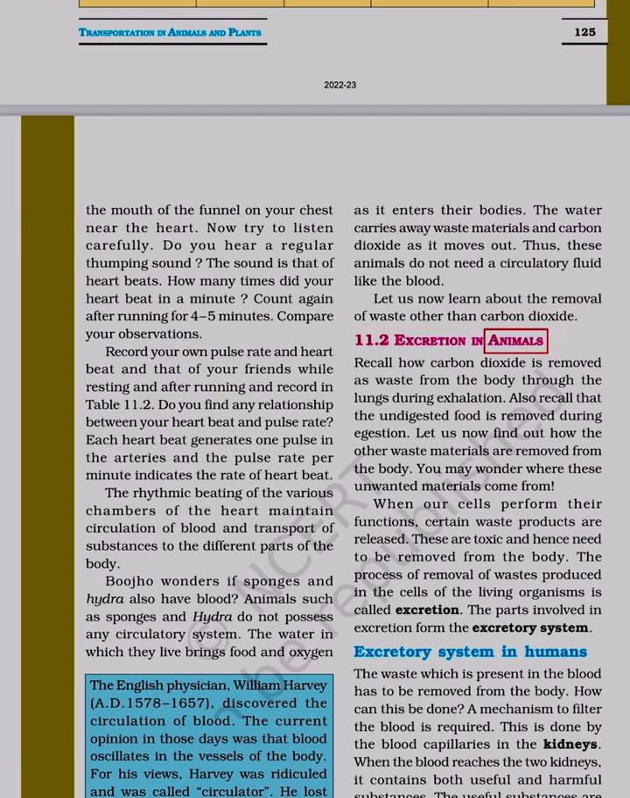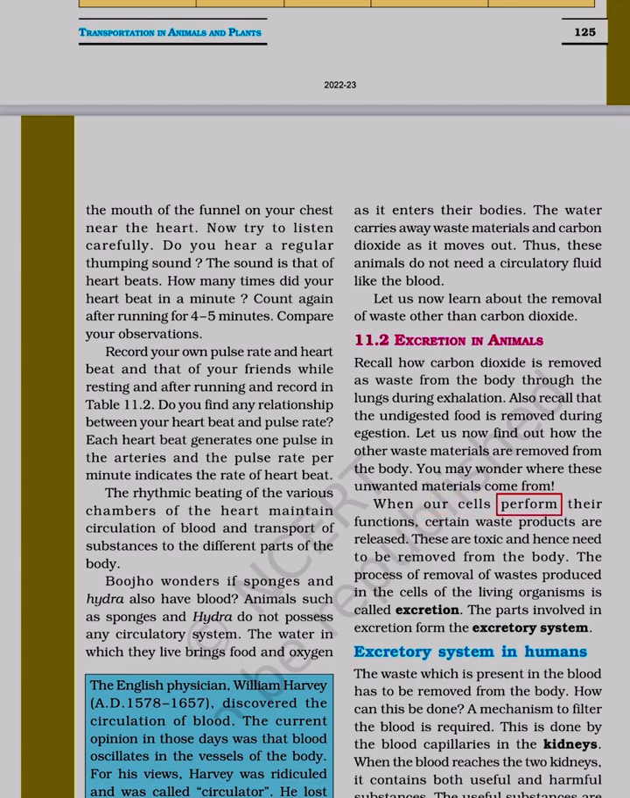11.2 Excretion in animals. Recall how carbon dioxide is removed as waste from the body through the lungs during exhalation. Also recall that the undigested food is removed during digestion. Let us now find out how the other waste materials are removed from the body. You may wonder where these unwanted materials come from.